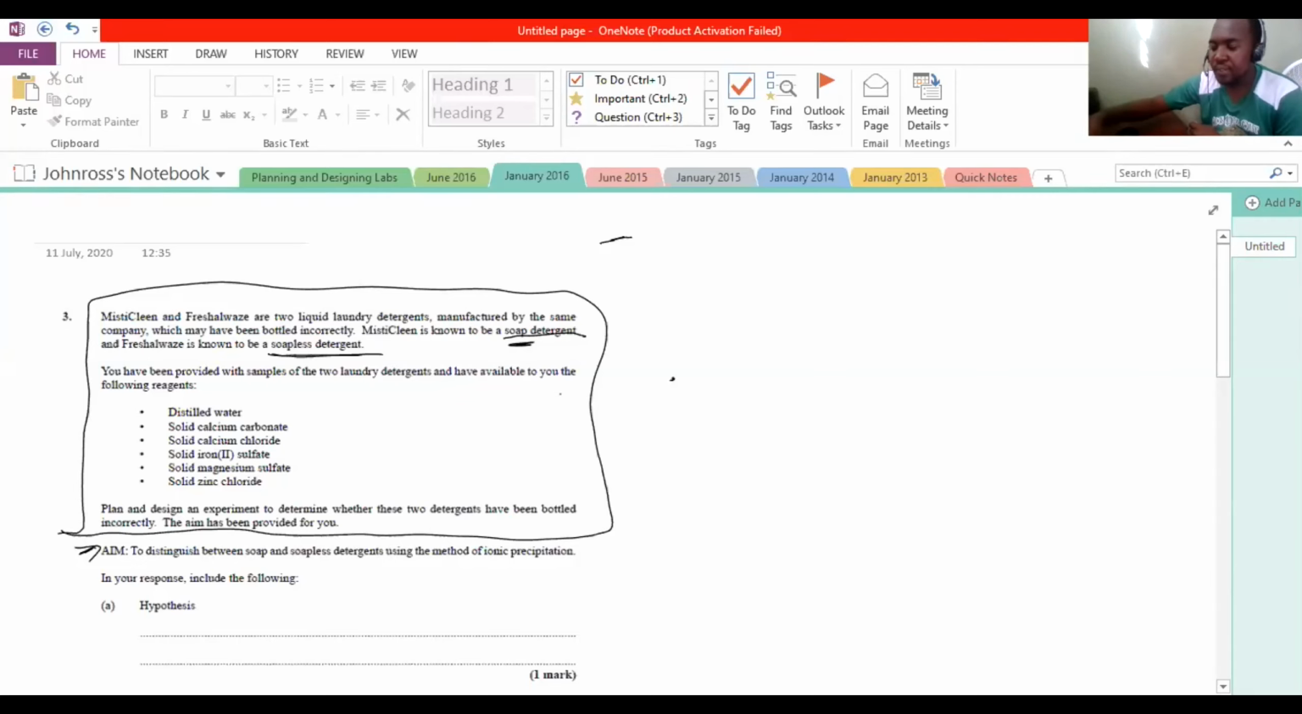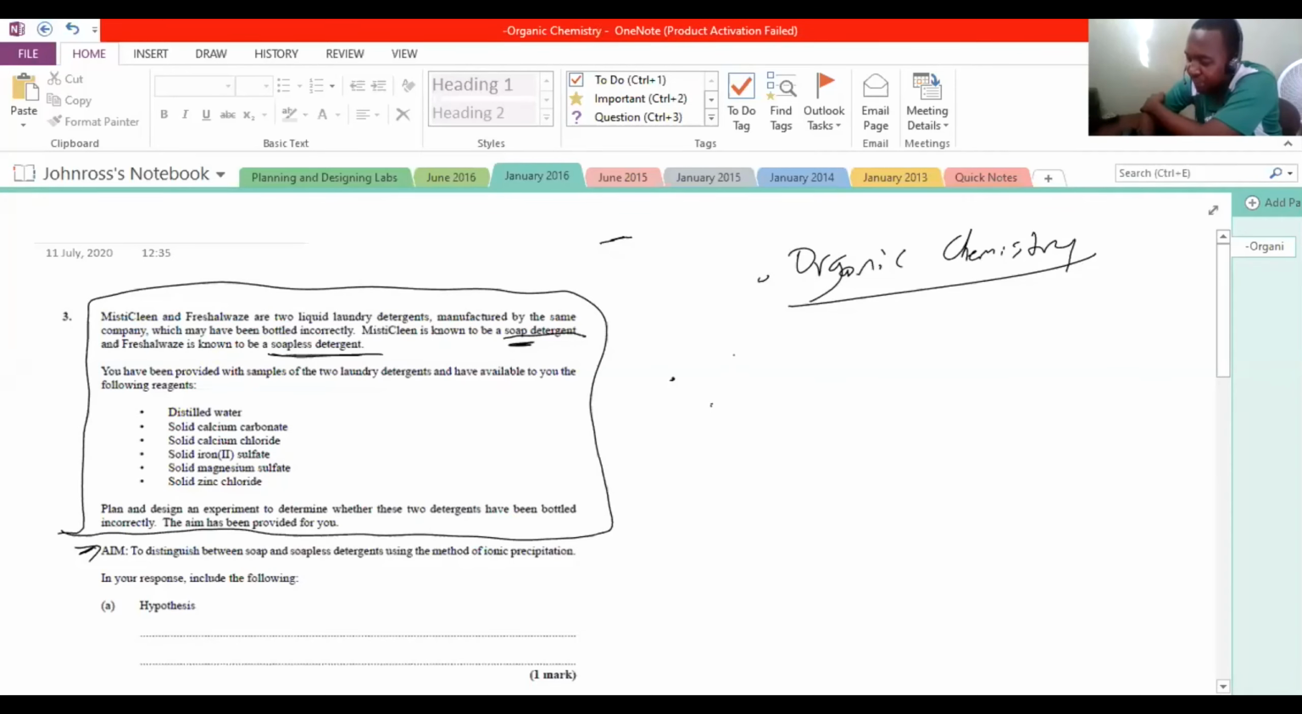All right, so what do we know about soap and soapless detergents? Anyone? What do you know about soap? Chemistry. Yes, so it's under the section of organic chemistry. But what do we know about soap and soapless detergent? Because if we don't know anything about it, then we're not able to answer this question here. All right, so let's think about it, because we use detergents at home. Which one do you think we use mostly? The soapless or soap?